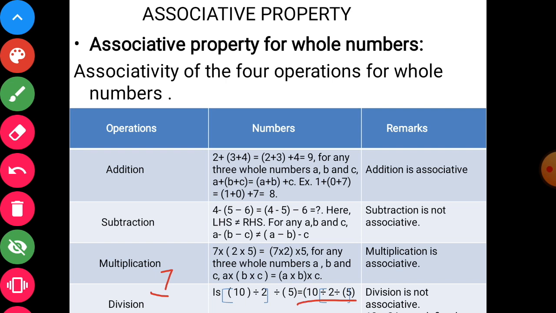Now in RHS if we check, here 10 divided by 2 divided by 5 it is. 2 divided by 5 we do not get a whole number. We get 0.4. That will become 10 divided by 0.4. So we do not get 1 here, right? So what's your remark? Division is not associative. You have to write division is not associative.